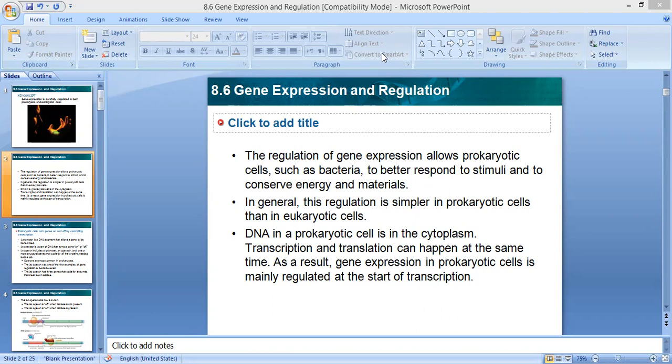The prokaryotic cell is just cytoplasm with DNA inside, and the ribosomes, and the cell wall around them. Okay? So DNA in the prokaryotic cell is in the cytoplasm. And that's why transcription and translation happen at the same time in the prokaryotic cell. In the eukaryotic cell, no, transcription happens in the nucleus and translation happens in the cytoplasm. Now, as a result, gene expression in prokaryotic cells is mainly regulated at the start of transcription. Okay? So in prokaryotic cells, regulation always happens at the start of transcription.